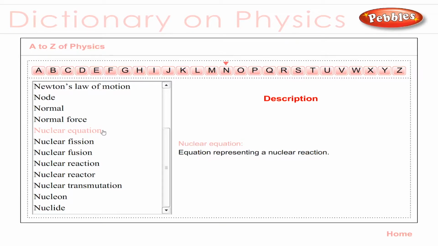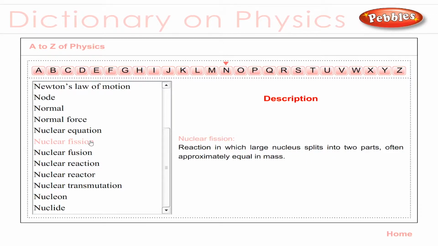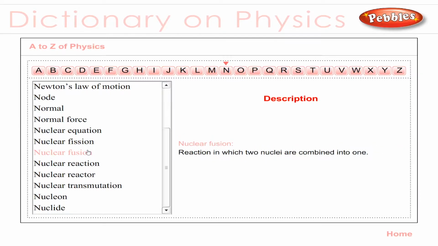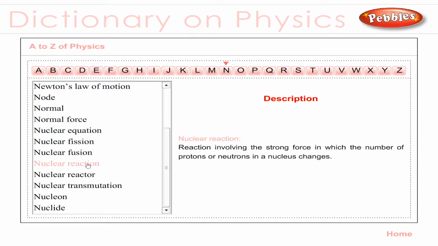Nuclear equation. Equation representing a nuclear reaction. Nuclear fission. Reaction in which large nucleus splits into two parts, often approximately equal in mass. Nuclear fusion. Reaction in which two nuclei are combined into one. Nuclear reaction. Reaction involving the strong force in which the number of protons or neutrons in a nucleus changes.